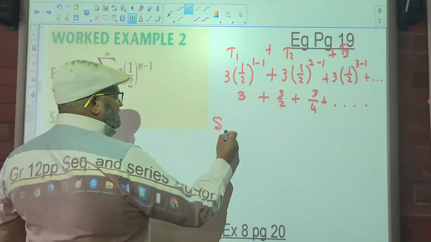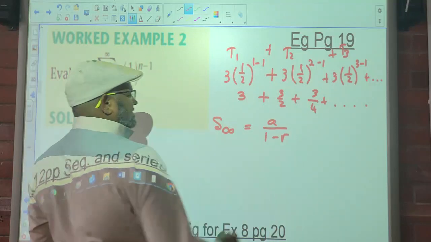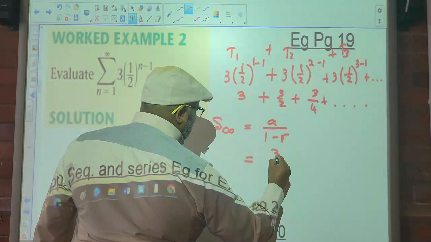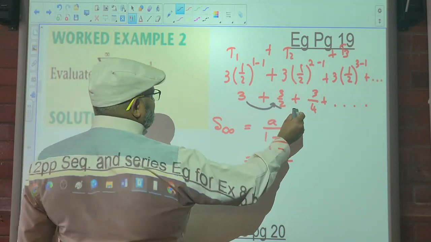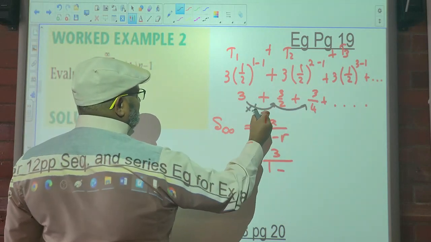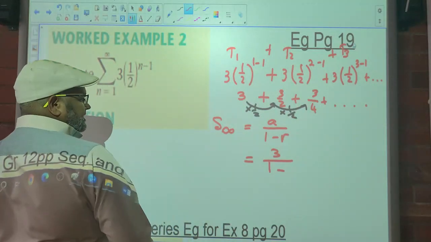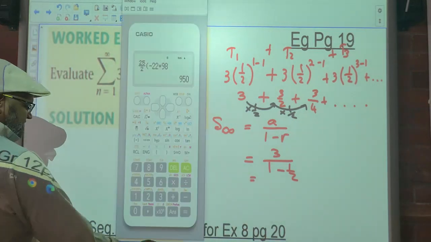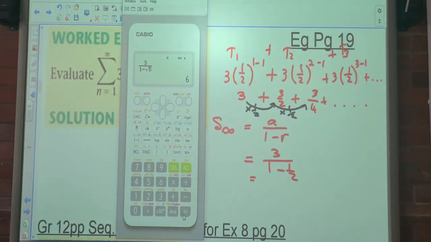So what is the formula for sum to infinity? A over 1 minus r. What is my a value? 3. So it's going to be 3 over 1 minus... How do I calculate r? How do I move from one term to the next? Multiplying it by r. Or you can say 3 over 2 divided by 3 will give you the r value. So it's minus r. So the answer should be 6, I think. Okay, so it's 3 over 1 minus r. Yes. Okay.